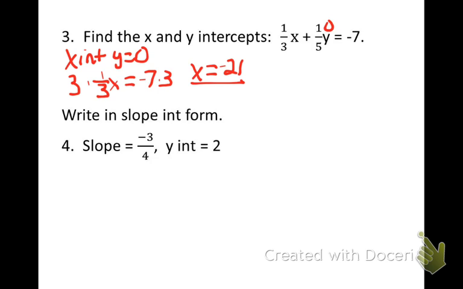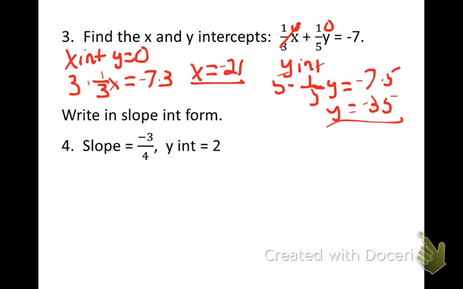So that's the x-intercept. Find the y-intercept, I know that x must be 0. So that would be gone, and I would have 1/5 y equals -7. So I'd multiply both sides by 5 and get y equals -35. So that would be the y-intercept.